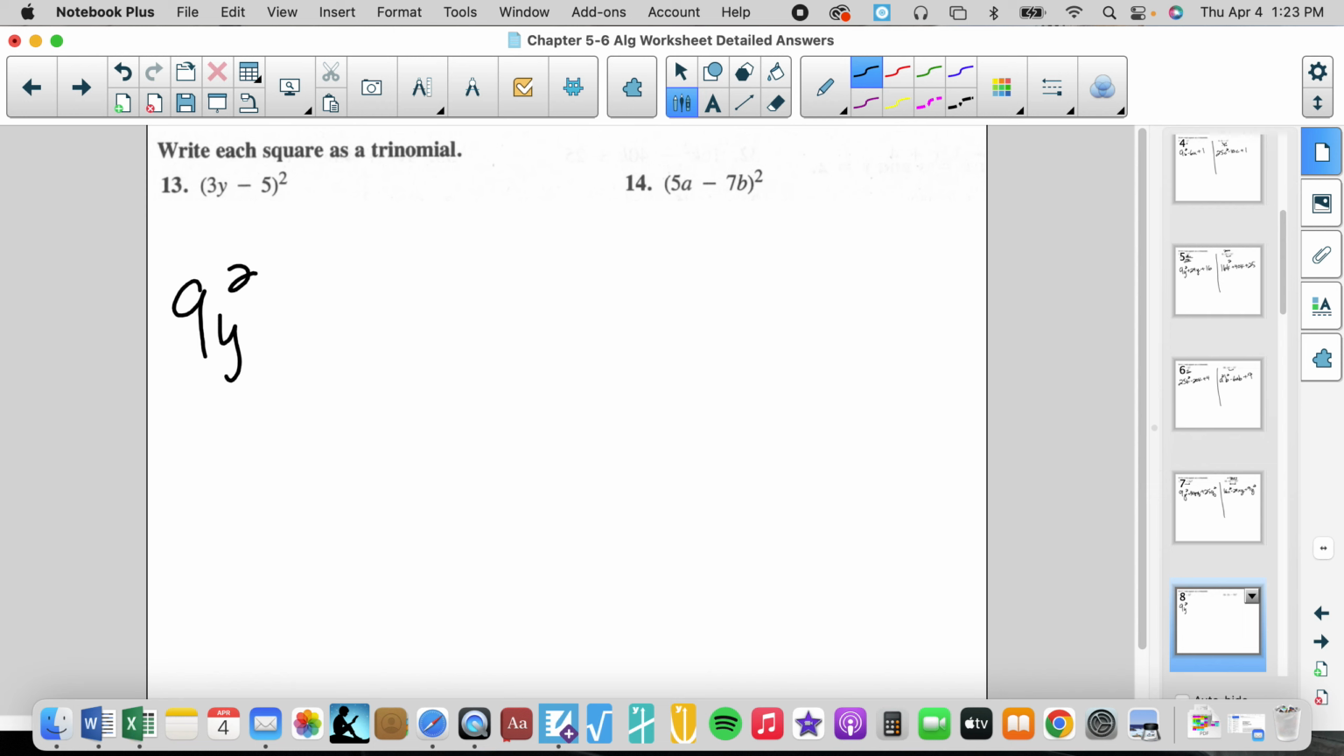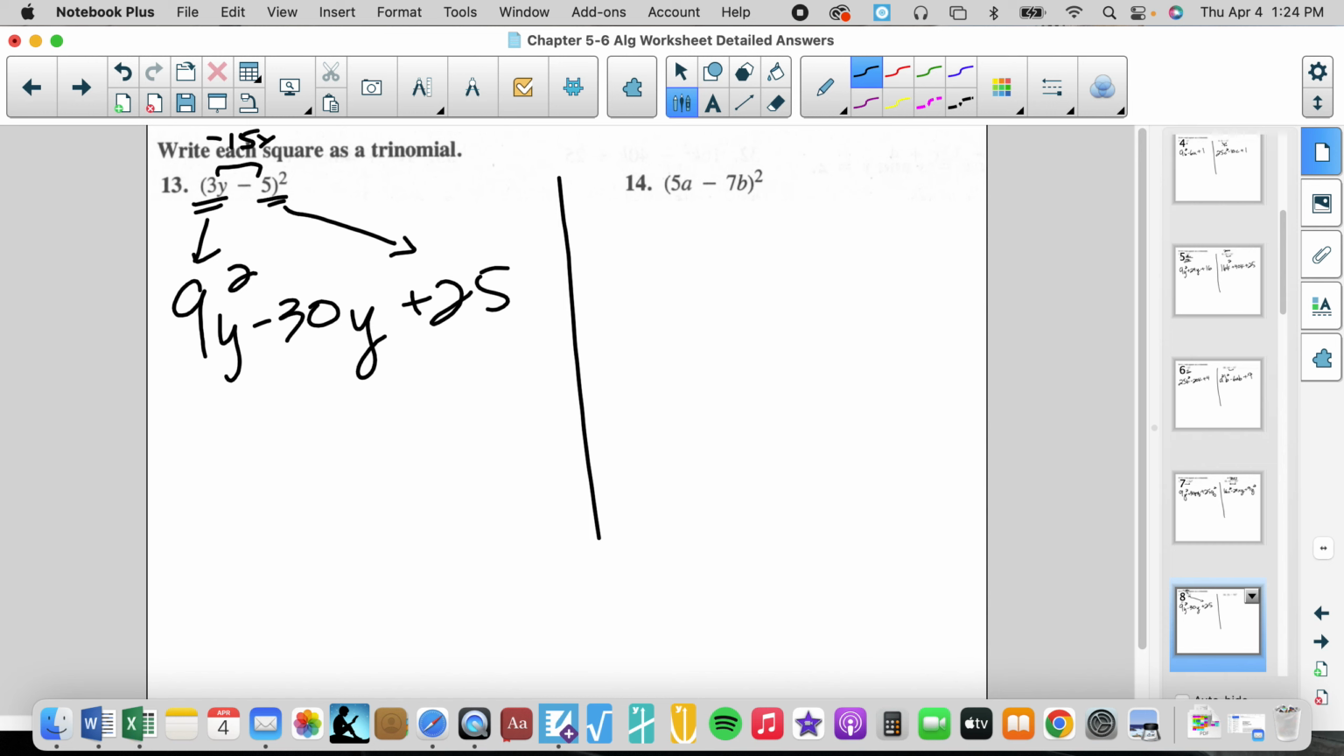9y squared I don't have to write down, plus 25 I don't have to write down. I'm squaring this, I'm squaring that, and now I'm going to multiply these two together. And I'll write that down, negative 15y. And now I'll double it, which makes negative 30y. So I'll write some stuff down. I won't keep it all mental.